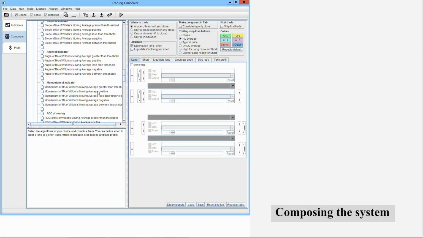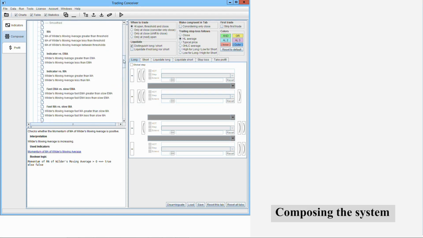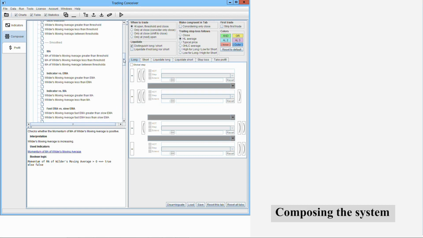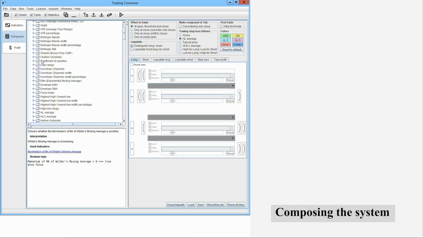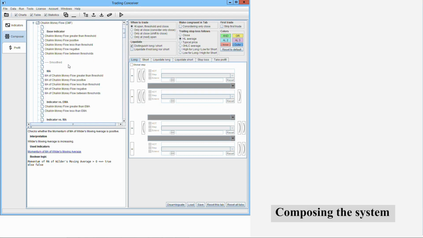If we select one of them, you can read the explanation in the description pane, like the interpretation, used indicators, meaning the indicator it is based on, and the Boolean logic, meaning when the algorithm is true and when it is false. We can open another one, maybe involving volume, like the check-in money flow.